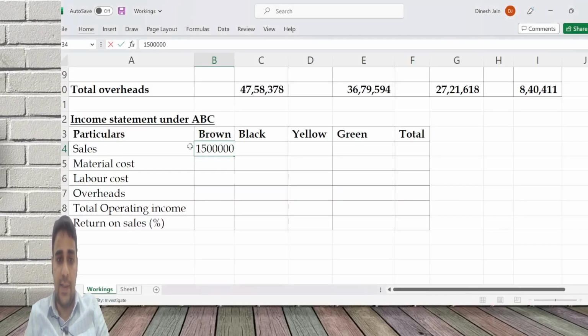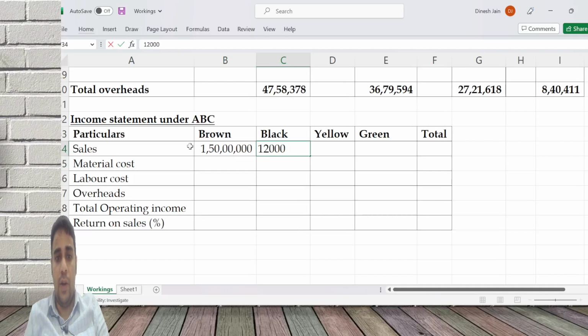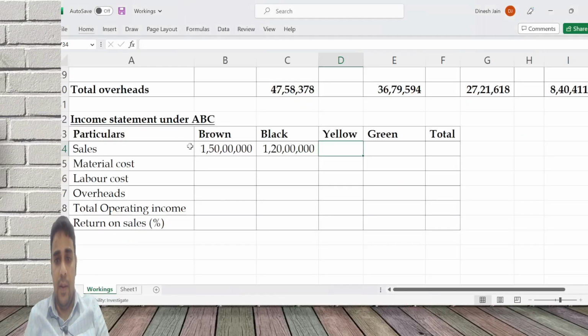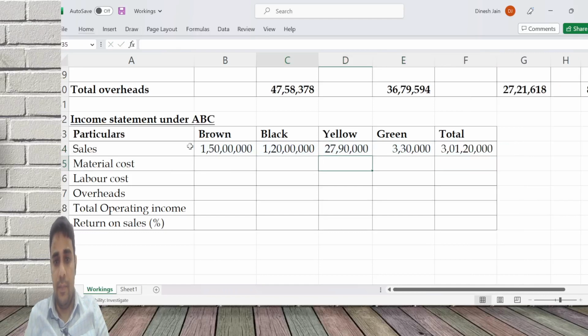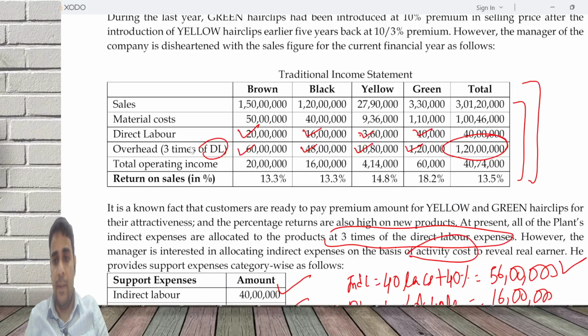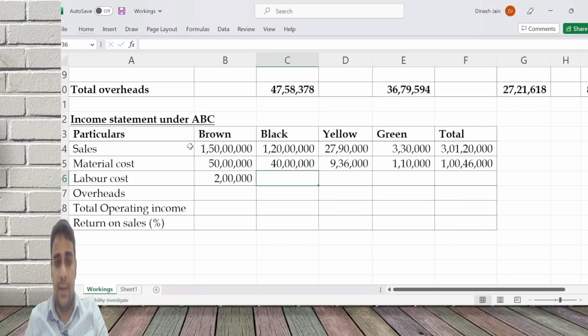Sales 1 crore 50 lakhs, 1 crore 20 lakhs, 27 lakh 90, 3 lakh. Material 50 lakhs. I'm just copy pasting the numbers: 40 lakhs, 936, 110, 20 lakh, 16 lakhs, 360 and 40.